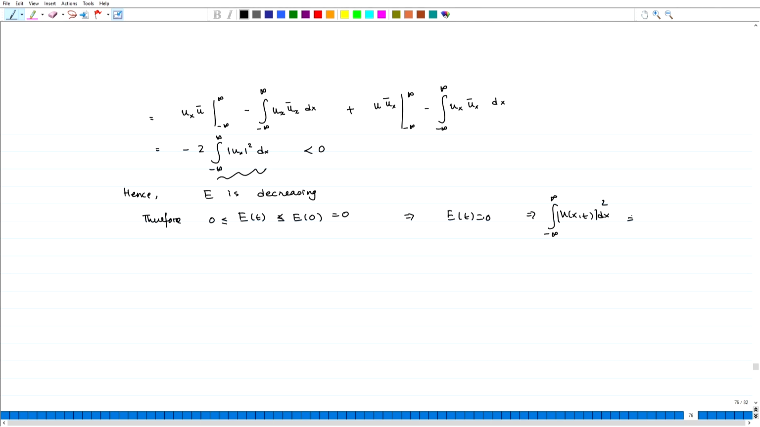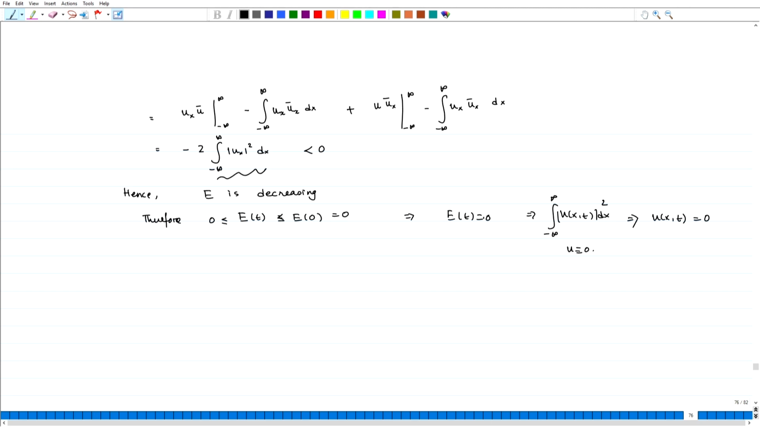and u is a continuous function. So, this will imply that u(x,t) is equal to 0, uniformly over t. So, now u is identically equal to 0, that is what we wanted.